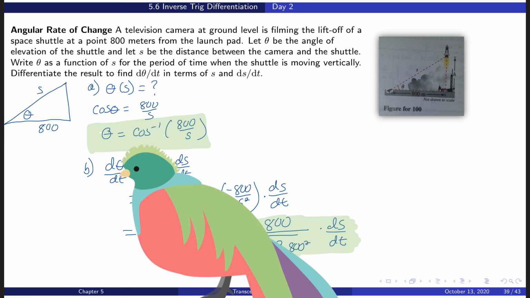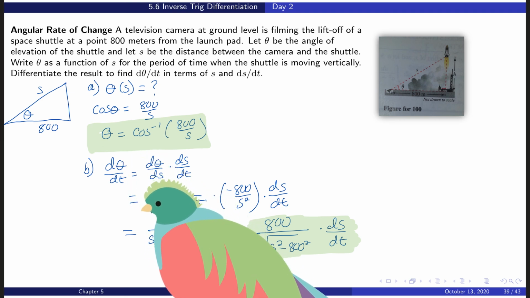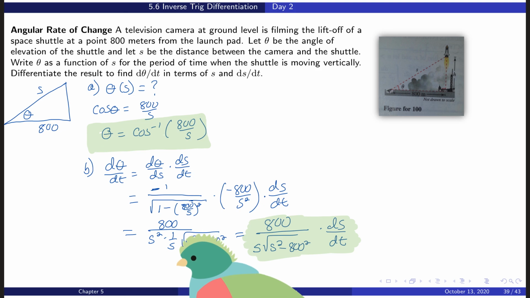Okay, taking the derivative, if I want d theta dt, but I've got theta in terms of s, I need to find d theta ds and then multiply that by ds dt. Luckily, we were told that we can write our answer in terms of ds dt. So this part here is going to be part of our answer. Taking the derivative, the derivative of the inverse cosine is this quantity right here. By the chain rule, I need to take the derivative of this, so I wind up with another negative 800 over s squared. And because of the change in variables, I need times ds dt. And again, this can stay in our answer.